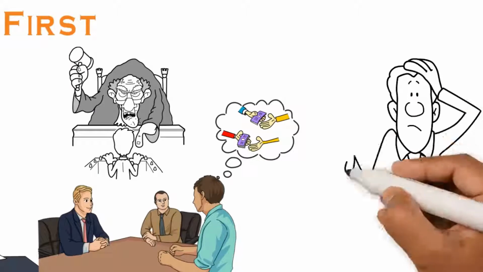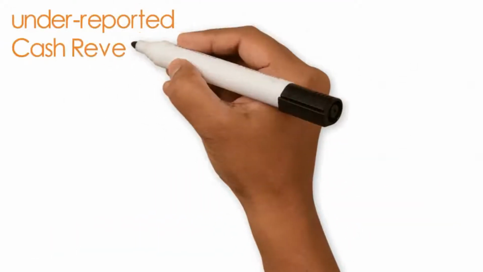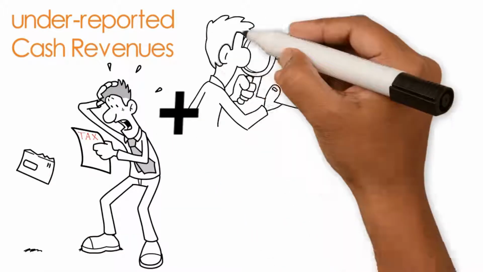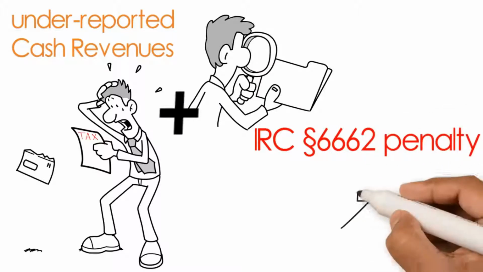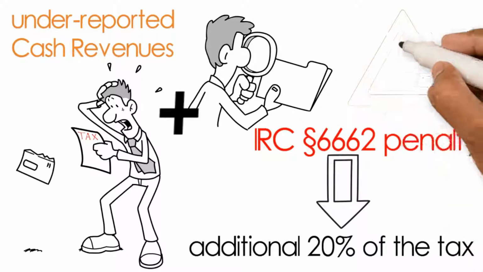Yes, you could actually make that client's situation worse. At best, underreported cash revenues results in additional tax. Plus, there is a routine assessment of the IRC 6662 penalty. This penalty equals an additional 20% of the tax. But there is much more at risk here.